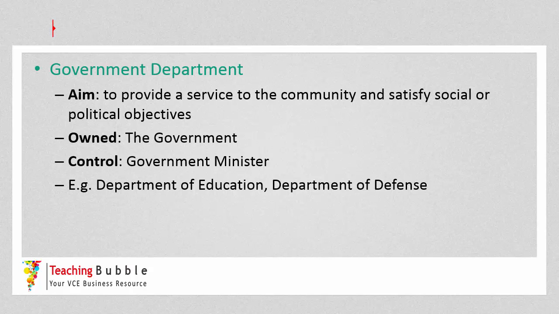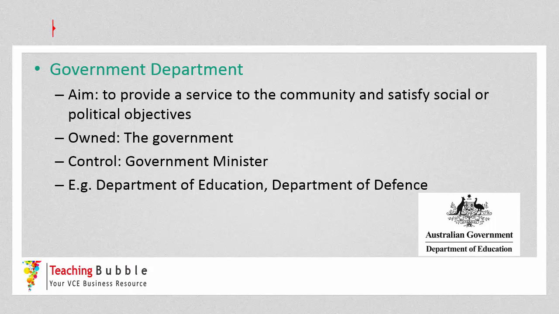Now, a government department is starting to vary a little bit from the other two that we've just gone through. Their aim is to provide a service to the community and satisfy social or political objectives. What that may mean, I've got an example there of the Department of Education.